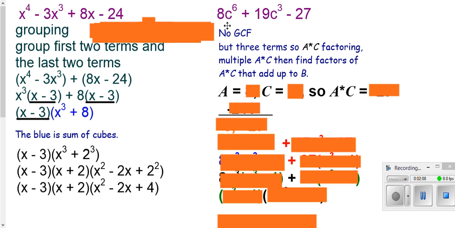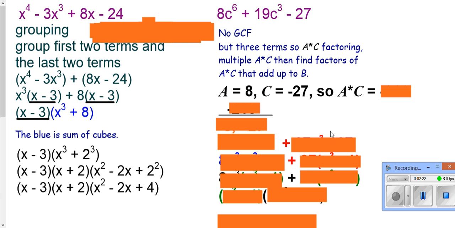Over here in the top right, there's no greatest common factor. There's 3 terms, so we can factor by using the AC method, where A is your 8, C is your negative 27. Oh, that's a funny looking 27, just a second. Okay, sorry about that. Now that looks like a negative 27, so we have to multiply those together, and we get a negative 216. So now we need two numbers that multiply together to give us negative 216 that would add together to give us 19.